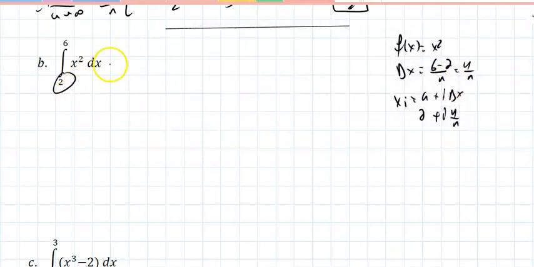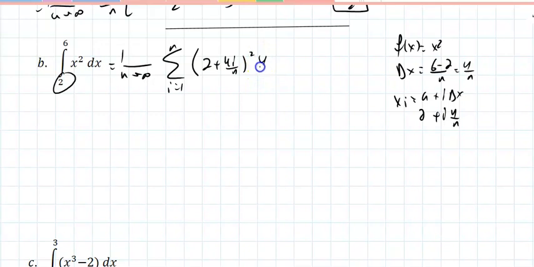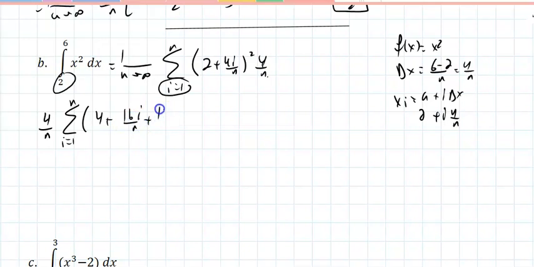And I'm going to say this is going to be the limit as n approaches infinity of the series i equal 1 to n of f of x sub i, that's 2 plus 4i over n squared times delta x, 4 over n. Now I notice this is i changing, so the 4 over n I could factor out. And I'll be taking the series i equal 1 to n of 4 plus 16i over n plus 16i squared over n squared. That is 4 over n. I forgot the limit. That's a big issue. Limit as n approaches infinity.